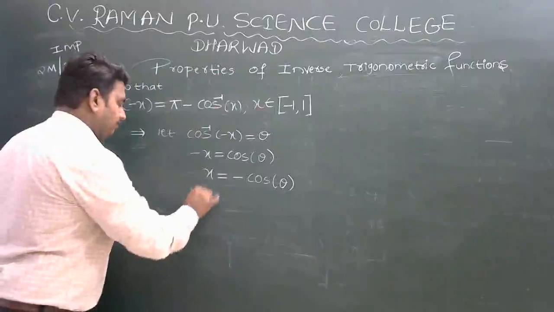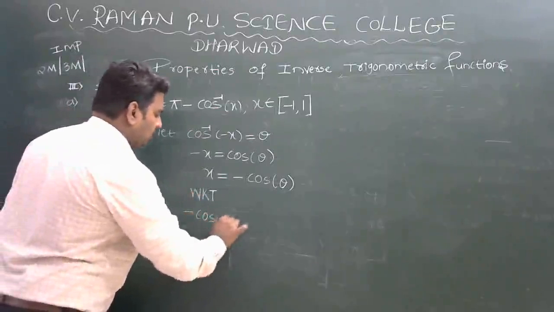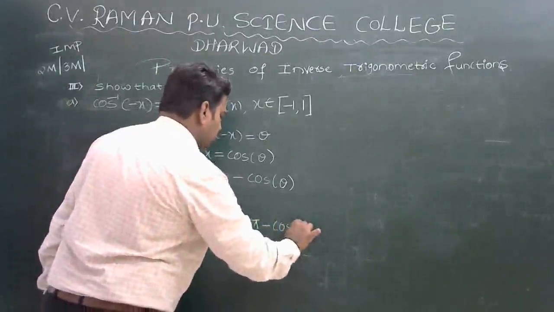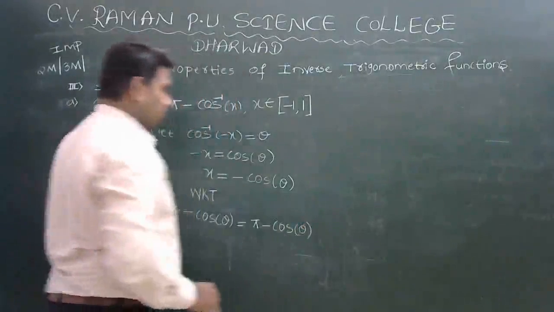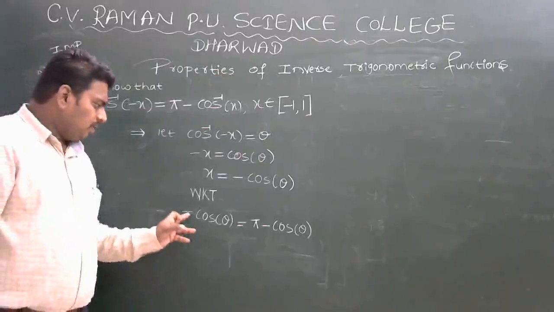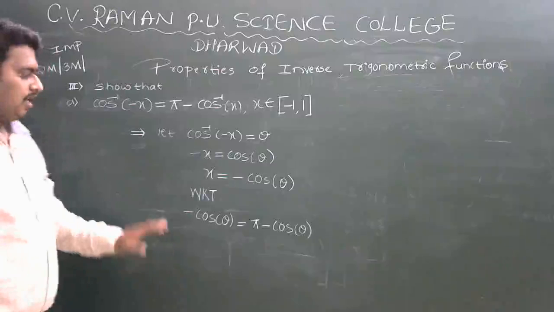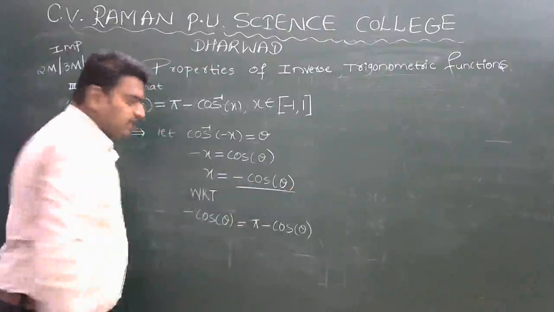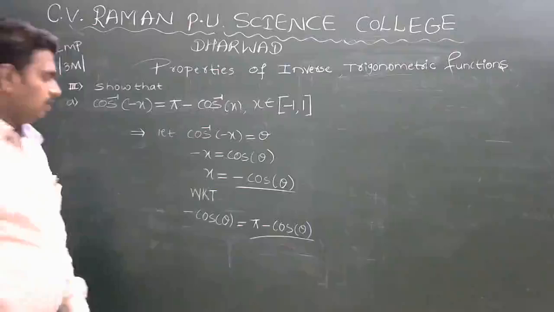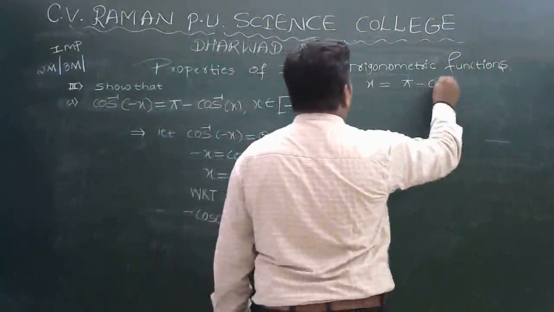We know that minus cos theta can be written as pi minus cos theta. So here I am going to write minus cos theta can be written as pi minus cos theta. Okay, see how I am going to simplify. Just replace this one by pi minus cos theta. So what happens here? Your x equals to pi minus cos theta.